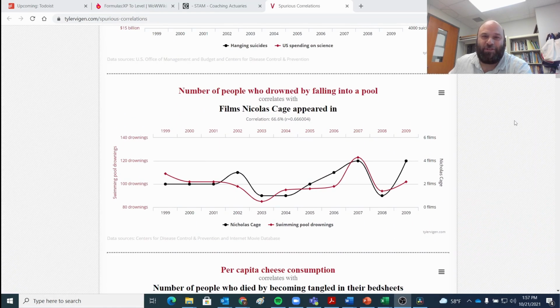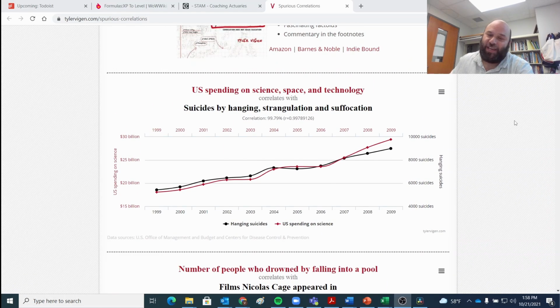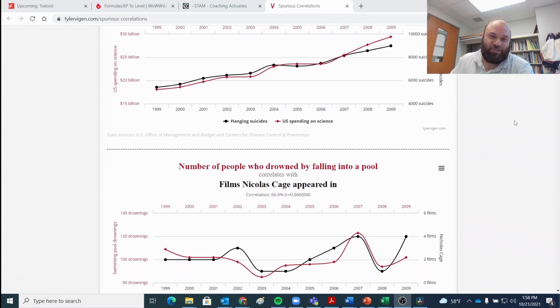Here's one of my personal favorites. Number of people who drowned by falling in a pool, that's in red. Films Nick Cage appeared in, that's in black. Those two curves look pretty close to one another. So you might think that there's something going on, and maybe they're correlated. Definitely not causation. Nick Cage movies don't make me want to drown by falling into a pool. Now, hanging, strangulation, and suffocation, I can't speak to that, but certainly not drowning.